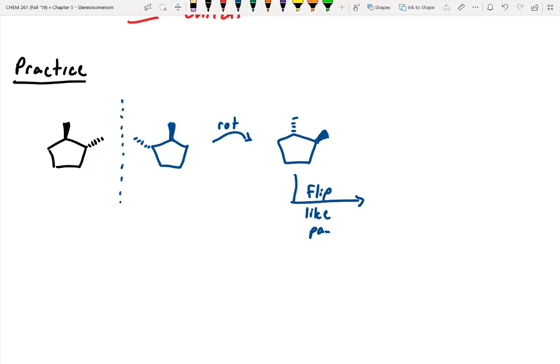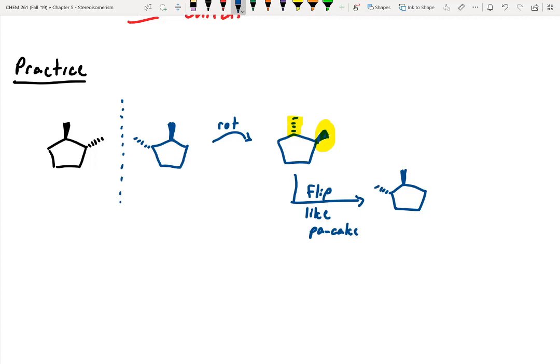Oops, that's not pancake. Okay, if we flip this like a pancake, what will happen to the dash on the top? Meaning, what will happen to this one if I flip it over? Okay, it would be a wedge, right? Which is good. All right, and what about over here? What would this become? A dash, but if we flip it like a pancake, which side would it be on? The left side.